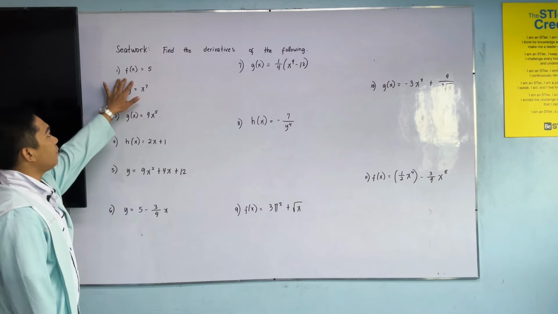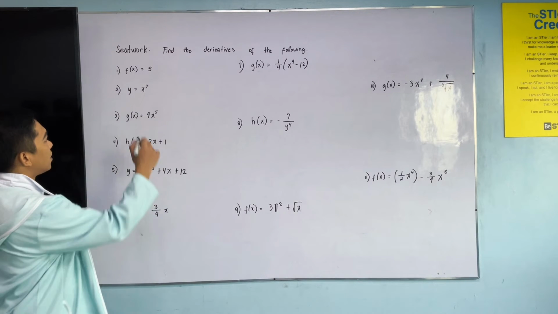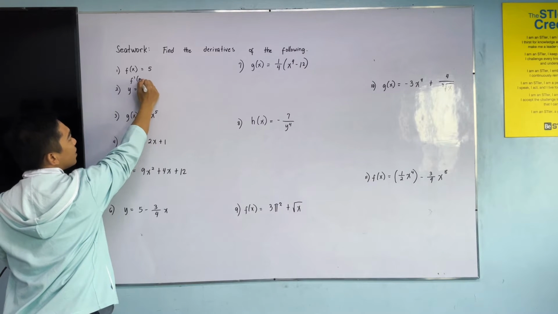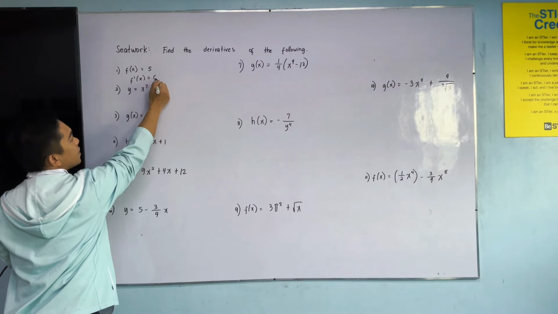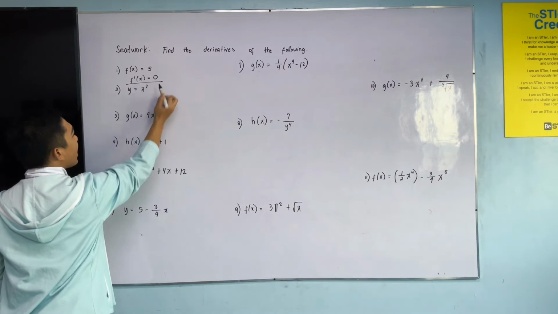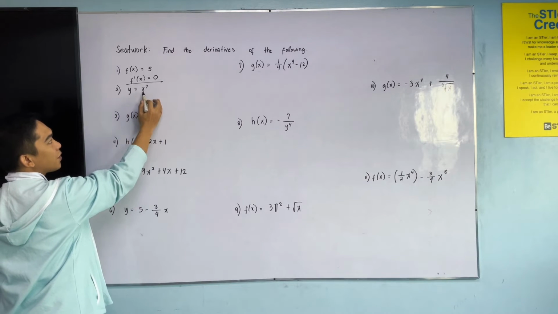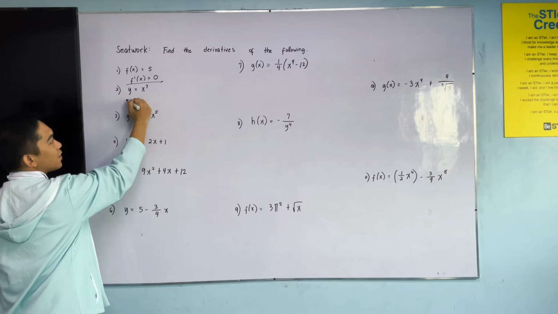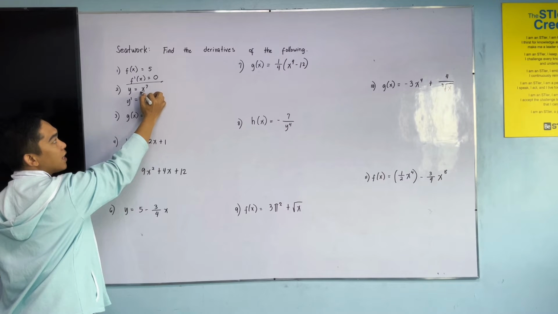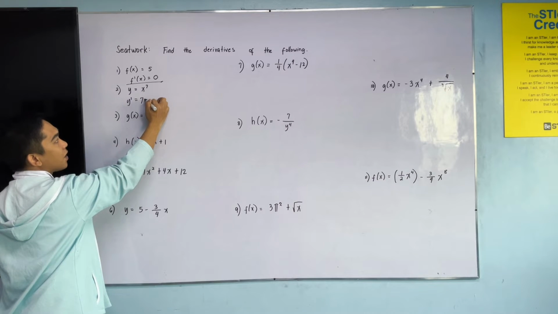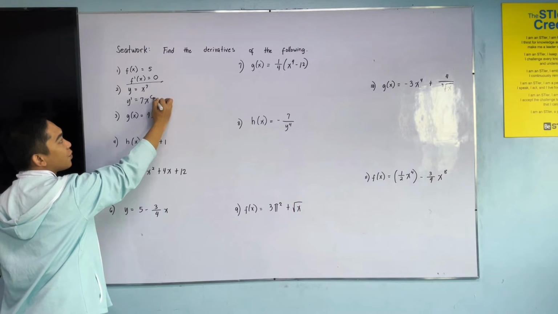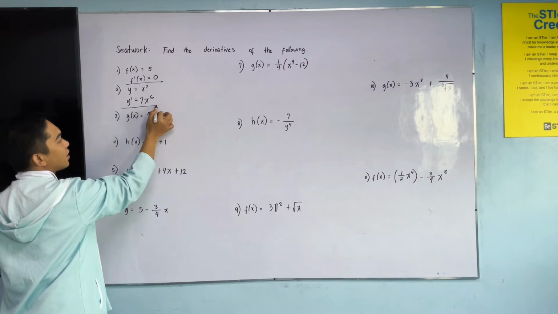Number 1, f of x is equal to 5. So the given is a constant function. So the derivative is equal to 0. Okay? Next, number 2, y is equal to x raised to 7. So y prime is equal to 7 times 1. So that is 7. The variable x, just copy. Then 7 minus 1, that is equal to 6. So this is the answer.